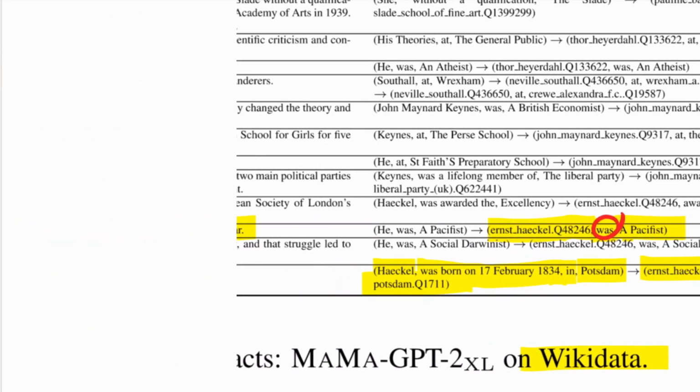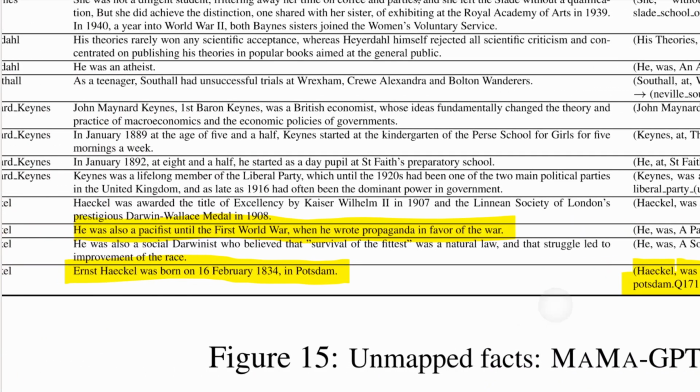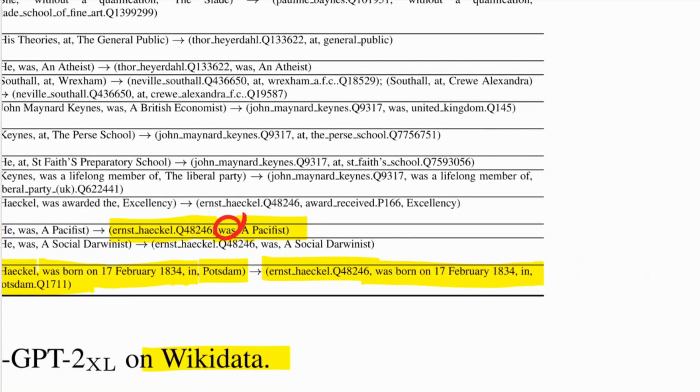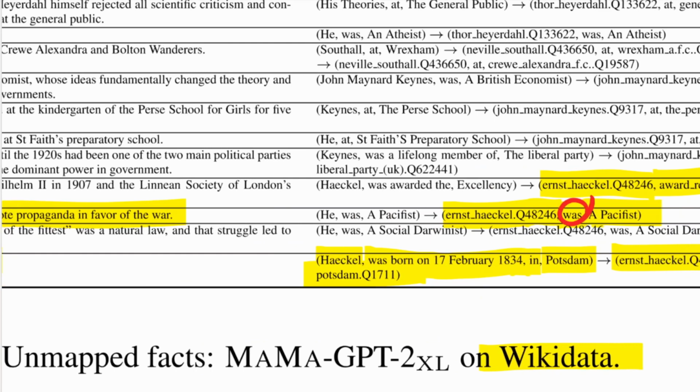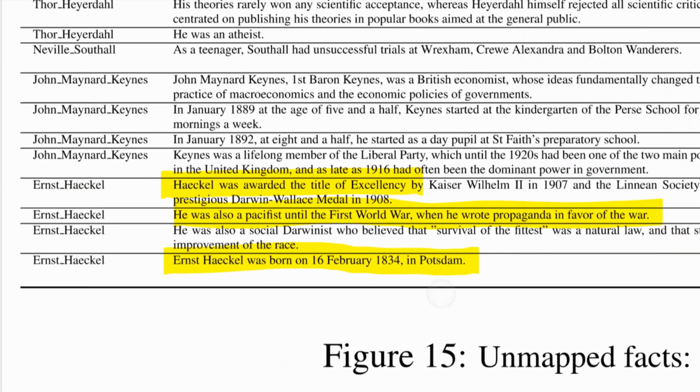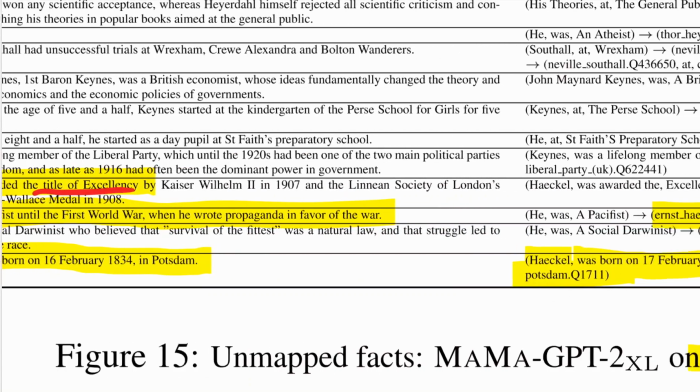Then you have things like Haeckel was awarded the title of excellency. So you have correctly Haeckel, again recognized, 'award received' is in the schema, nice, and excellency as a tail. And excellency, what do you want? This is not a fact, right? The award or the title of excellency would be the thing. So this is a failure of spaCy.